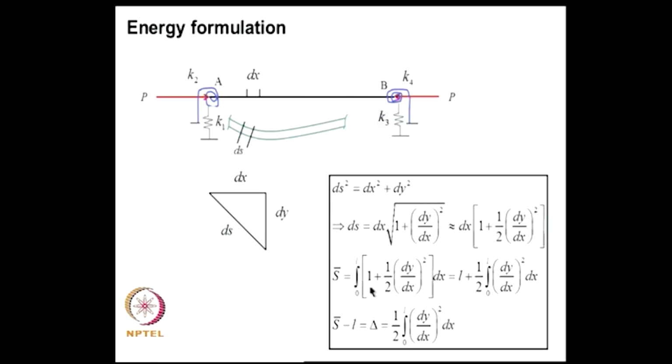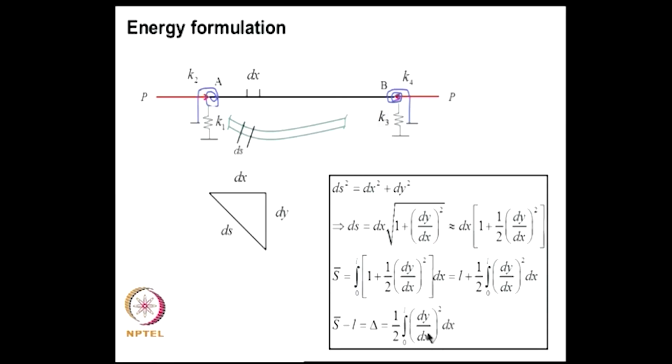Now, the total length of this curved beam profile is integration of ds. So, it is integral from 0 to L of ds, which is nothing but the integral of this quantity from 0 to L. So, this I can write as L plus half integral 0 to L dy by dx whole square dx. Now, S bar minus L is the change in the length, that is delta. So, that is given by this equation.